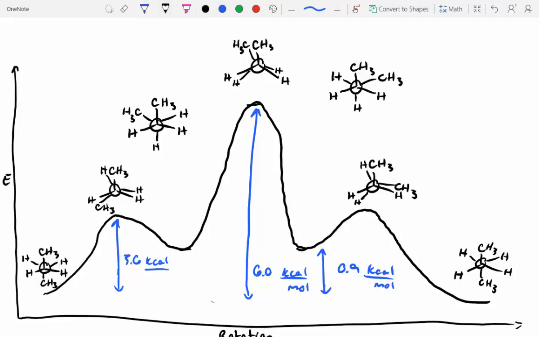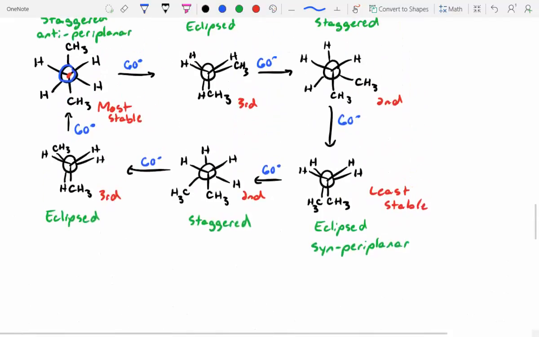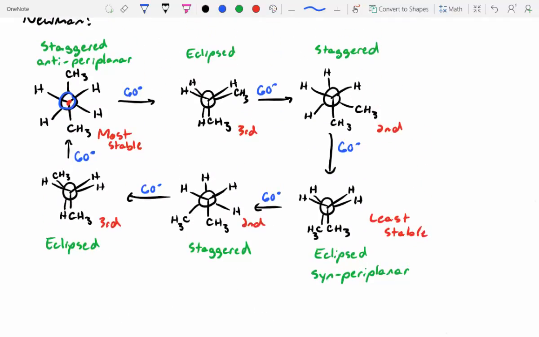All right, so let's go back up, and I want to take a look at these conformations one more time. And I wanted to introduce some new terminology. And this terminology is used to describe destabilizing interactions. Specifically, this interaction between the methyl group in the front and the methyl group in the back. This is referred to as a gauche interaction.